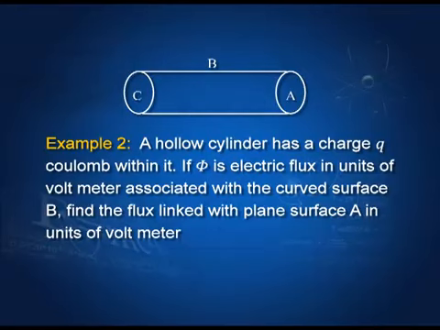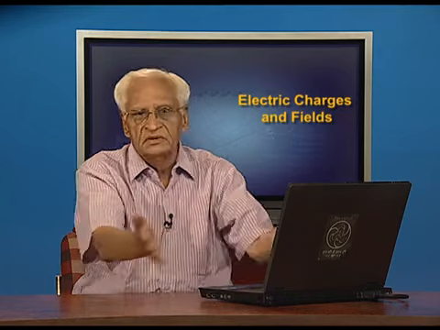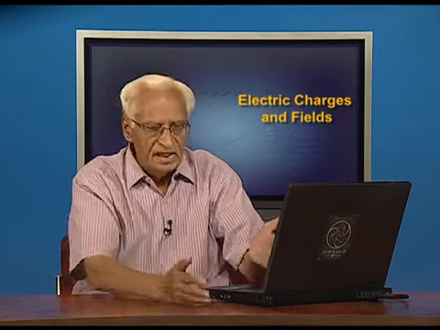A hollow cylinder has a charge q coulomb within it. There is a charge q coulomb within this. If phi is the electric flux in units of volt meter associated with the curved surface B, find the flux linked with the plane surface A, not both of them, but A. But you remember, whatever flux is linked to C must also be linked to A, they must have equal amount. And what is that flux?